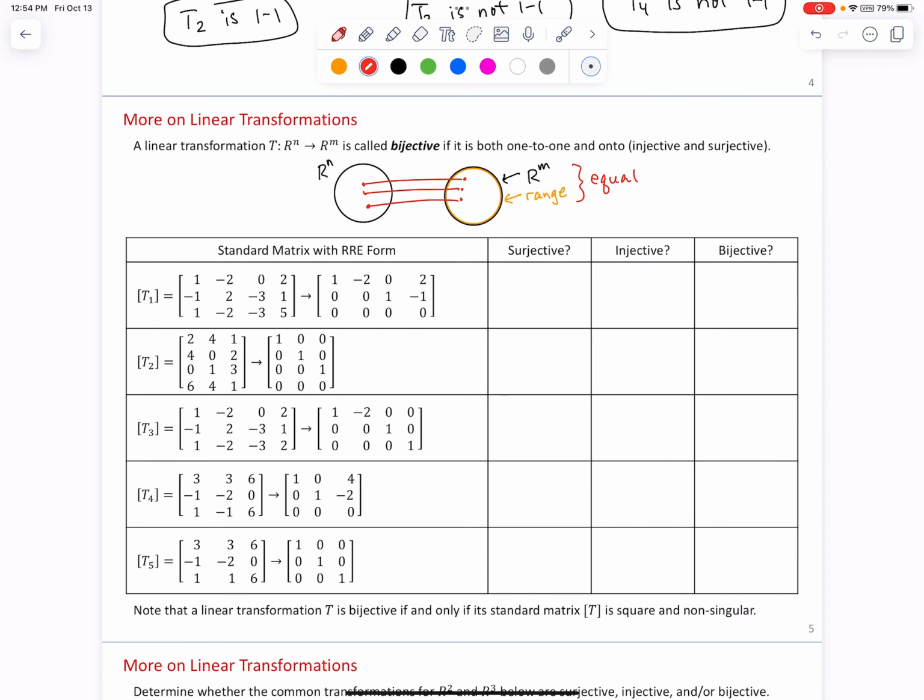So we're going to summarize the 4 transformations we have been looking at so far, as well as a 5th new transformation at the bottom of this table. So this table shows all the standard matrices with their RRE forms.